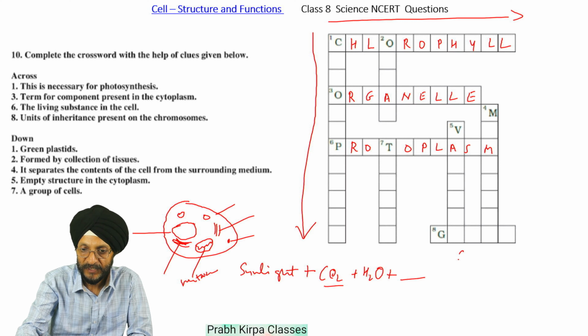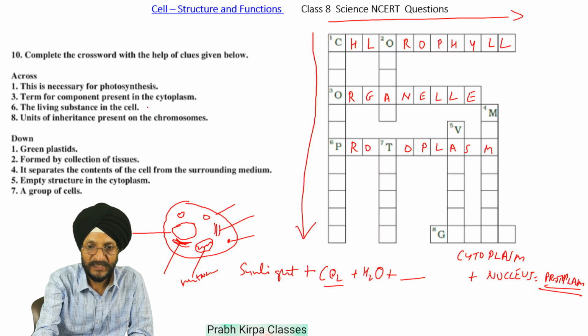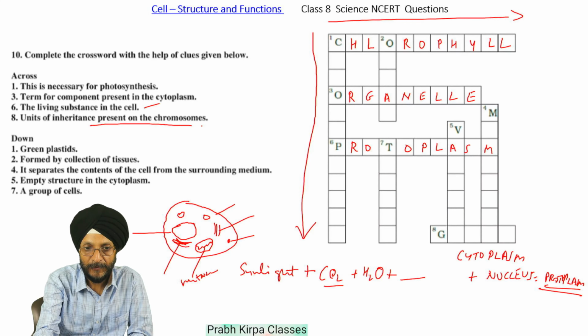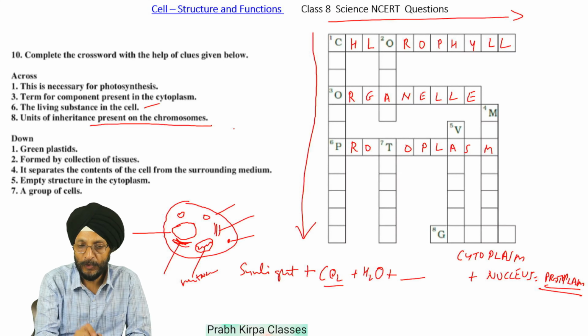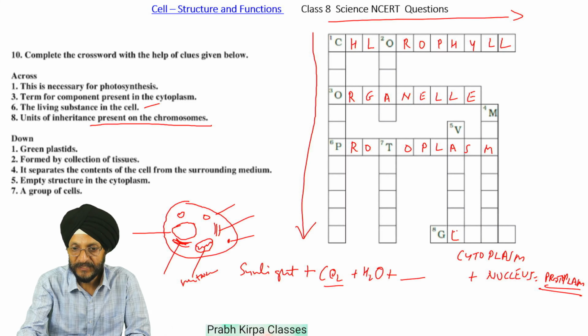Protoplasm consists of cytoplasm plus nucleus is equal to protoplasm. Protoplasm is known as living substance in the cell. Next is units of inheritance present in the chromosomes. Chromosomes carry genes which help in the transfer of characters from the parents to the offsprings, to the newborn babies. Genes.